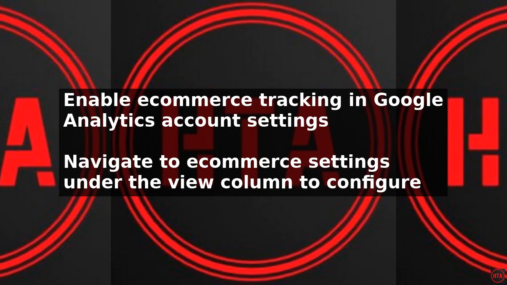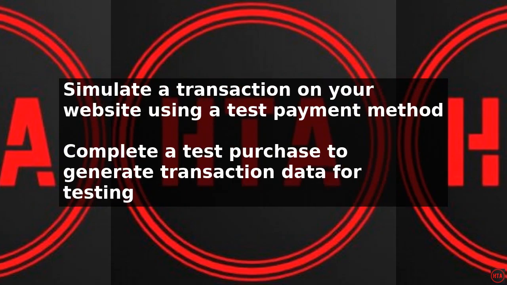Under the View column, once e-commerce tracking is enabled, you need to test it by simulating a transaction on your website. This can be done by going through the checkout process and completing a test purchase. Make sure to use a test payment method such as a test credit card number to avoid actual charges.